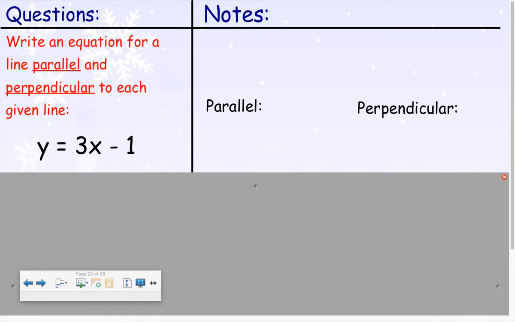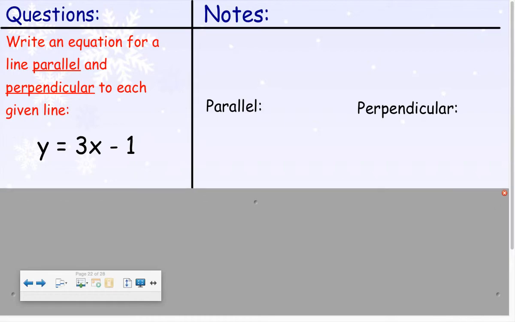So I'm going to give you a line, and we're going to need to write an equation that would be parallel to this line, an equation that is perpendicular to this line. So first, let's remind ourselves what needs to happen in order for lines to be parallel or perpendicular. In order for lines to be parallel, they have to have the same slope. And in order for lines to be perpendicular, they have to have a flipped and changed slope.